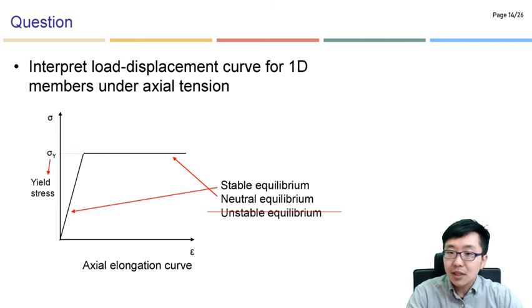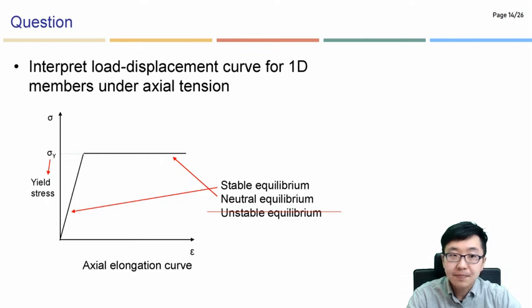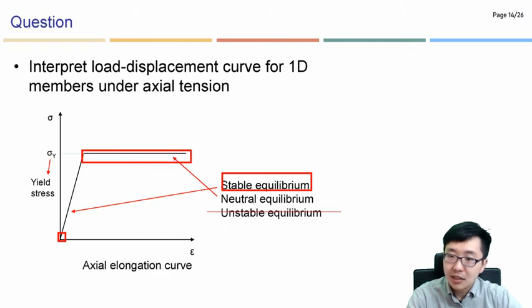So as you can see here, this part before yielding, we can say that this is the stable equilibrium, because if we remove the load in this region, we will go back to here, the original status, and this is the neutral equilibrium.